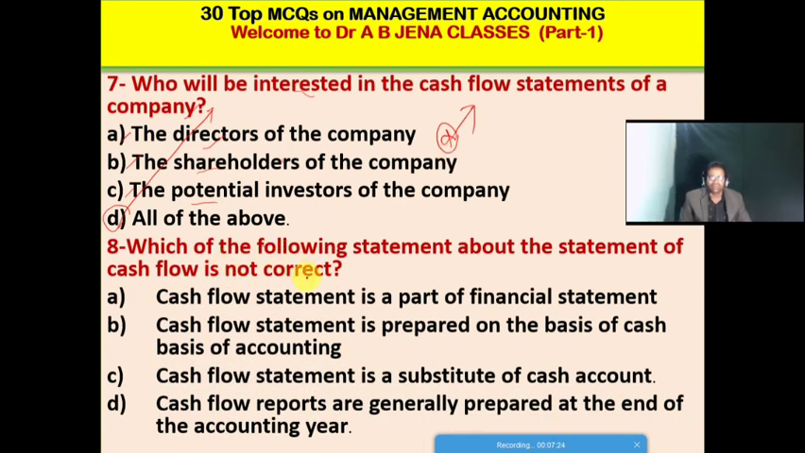Which of the following statements about the statement of cash flow is not correct? A. A cash flow statement is a part of the financial statements. B. A cash flow statement is prepared on the basis of cash basis accounting. C. The cash flow statement is a substitute of the cash account. D. Cash flow reports are generally prepared at the end of the accounting year.